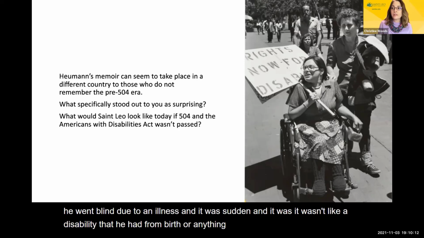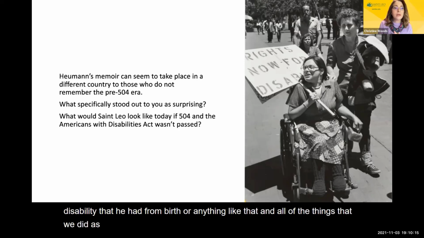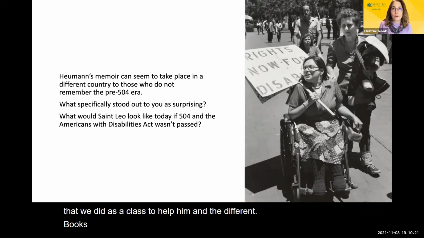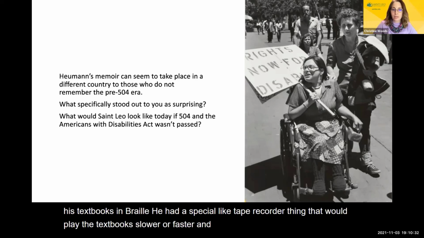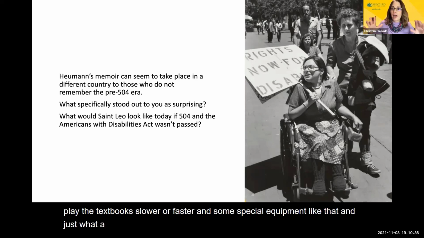And all of the things that we did as a class to help him, and the different books for the blind that came to him that were in Braille, getting his textbooks in Braille. He had a special tape recorder thing that would play the textbooks slower or faster, and some special equipment like that. And just what a big change in everything it was to have that happening.